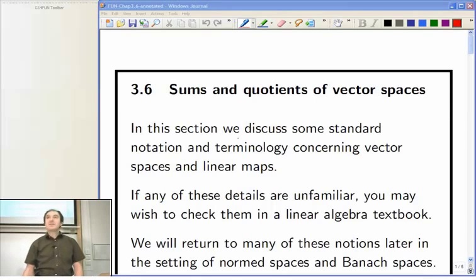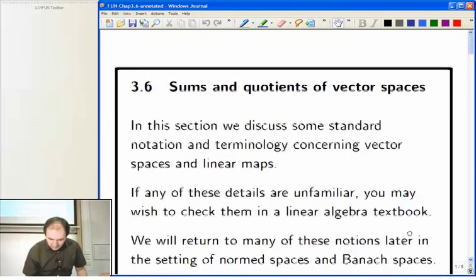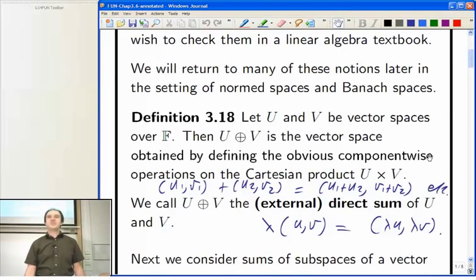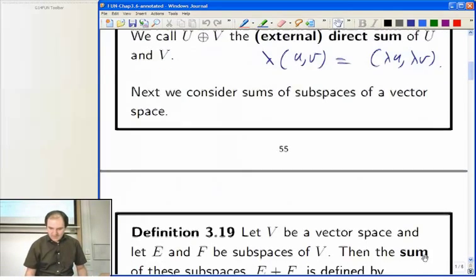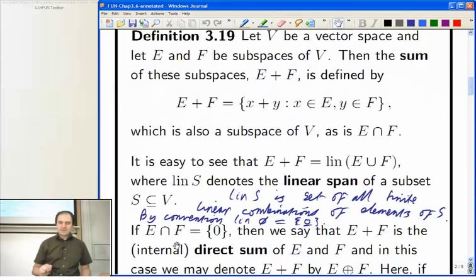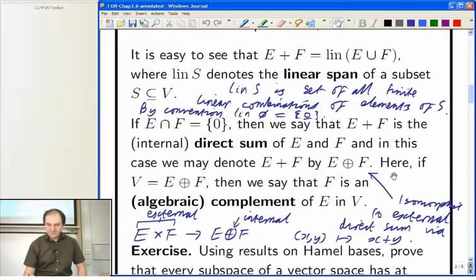Last time, then, we started to look at sums and quotients of vector spaces. So we looked at the external direct sum of two vector spaces. And then we looked at the sum of two subspaces of a vector space. And when the intersection had just zero in it, it can't be empty, the intersection of two subspaces, when it was as small as it could be, then you ended up with the internal direct sum. And I pointed out that there's a connection between the external direct sum and the internal direct sum, which you can think about.